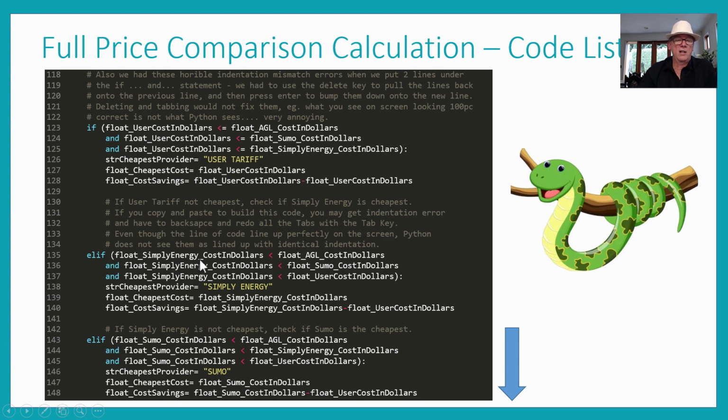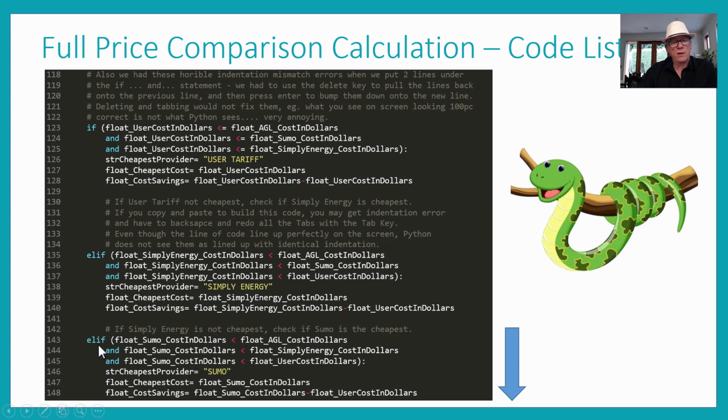And then here we're checking Simply Energy. So we're just checking Simply Energy 3 times. Is Simply Energy cost less than AGL? Is it a lower cost than Sumo? Is it a lower cost than the current user one? If it's lower than all three, well then Simply Energy must be the cheapest. So we just put string cheapest provider equals Simply Energy.